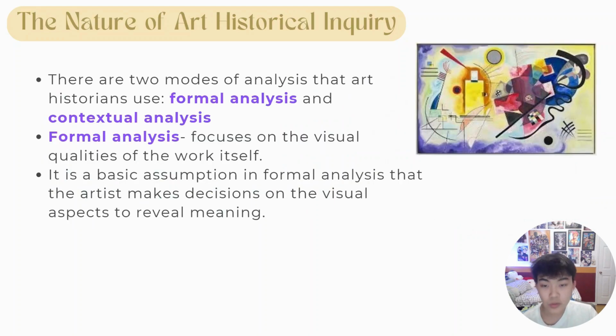There are two modes of analysis that art historians use. One, there's formal analysis, and two, contextual analysis. Formal analysis focuses on the visual qualities of the work itself. It is the basic assumption in formal analysis that the artist makes decisions on the visual aspects to reveal a meaning. So, formal analysis is just looking at the picture, nothing else. You're just looking and inspecting that piece of art.